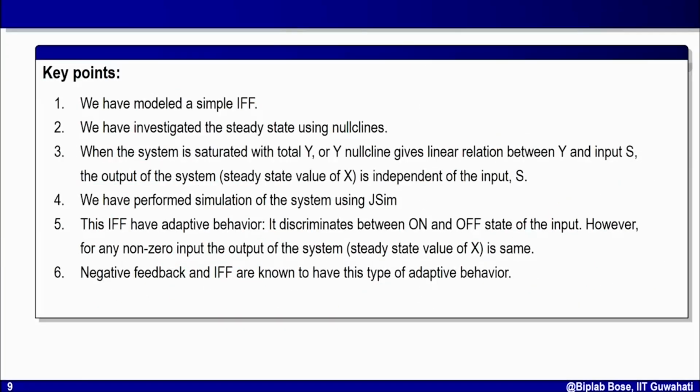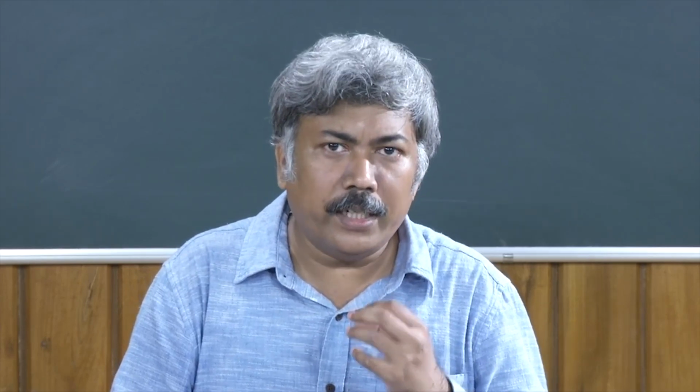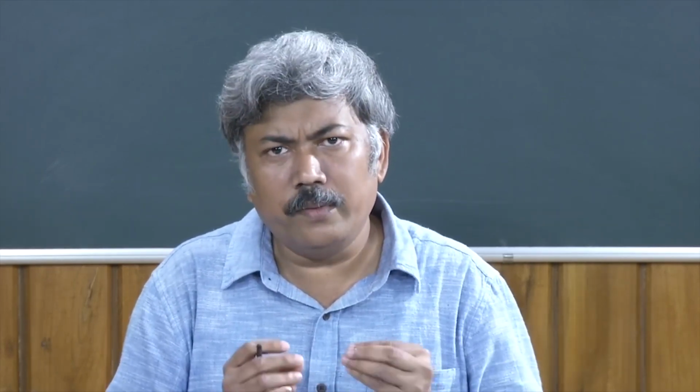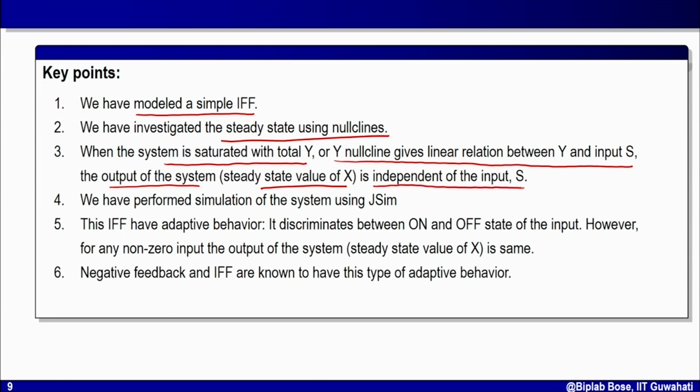Let us jot down the key points that we have discussed in this module. We have modeled a simple IFF, incoherent feedforward. We can make it complicated, we can consider the complex dynamics of that. To understand the basic feature of this system, I have considered a very simple IFF. We have investigated the steady state using nullclines. Then we have shown that when the system is saturated with total Y, or Y nullclines give a linear relation between Y and S, then the output of the system, here the steady state value of X, is independent of input, that is S. This is the crucial one.